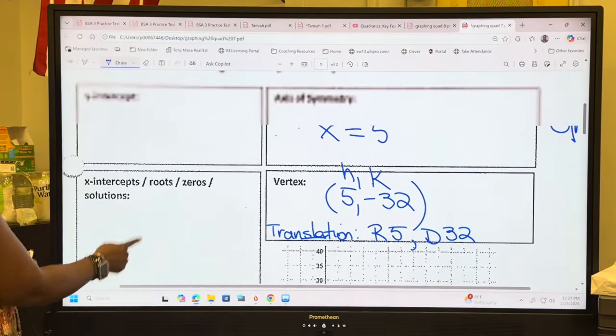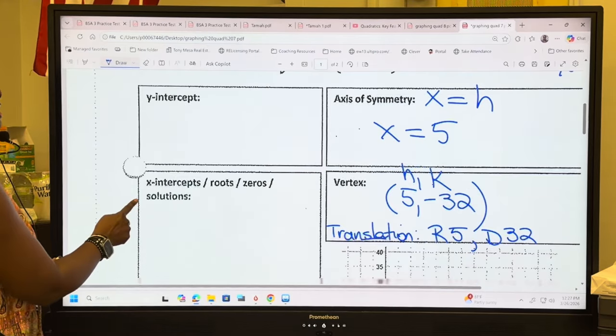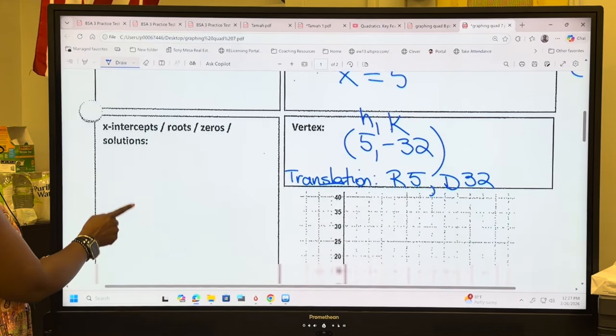All right. We just wrote all this down, y'all, like 2 minutes ago. It's right here. Stretched. Come on now. All right, let's go. So what's next? Let's graph this thing.